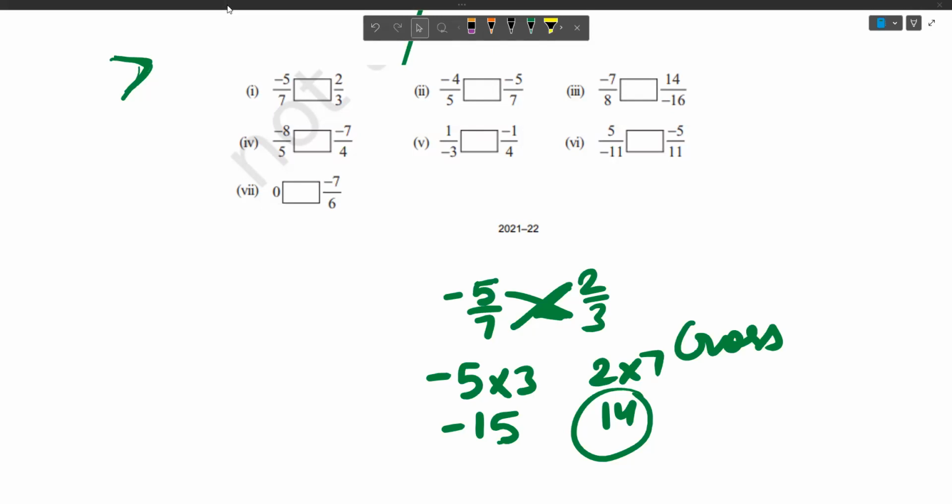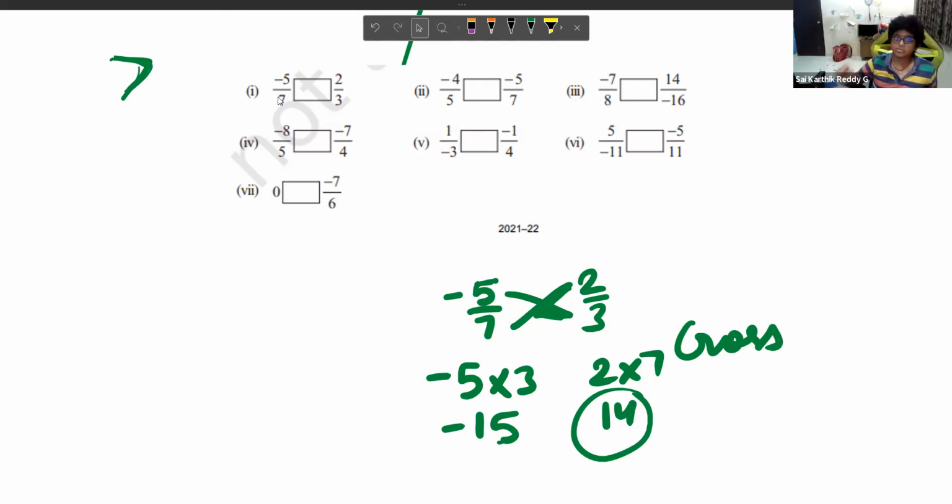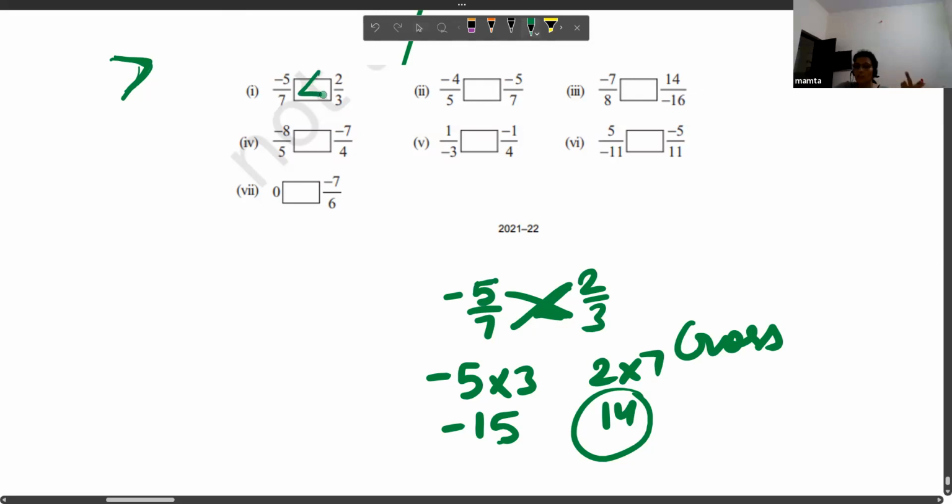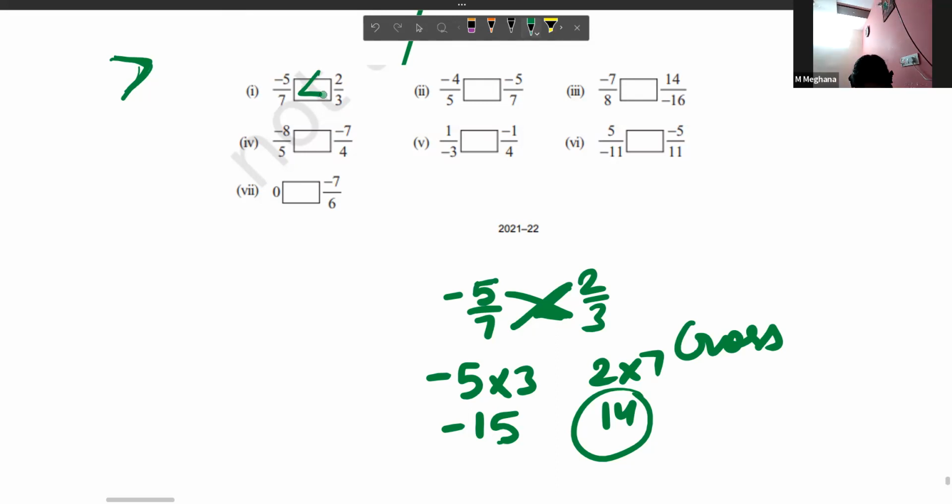Yes, children done. Okay. So first one is, which one is greater? Meghna. Ma'am, minus 5 by 7, ma'am. Minus 5 by 7? How is it greater? Ma'am, 2 by 3 is negative, ma'am. 2 by 3, yes. If it is positive or negative, no need to see. Positive numbers are always greater. You don't even have to cross multiply. Okay.